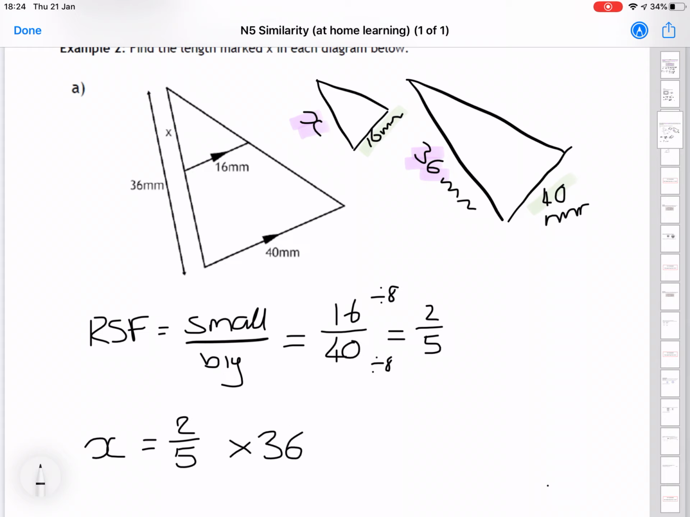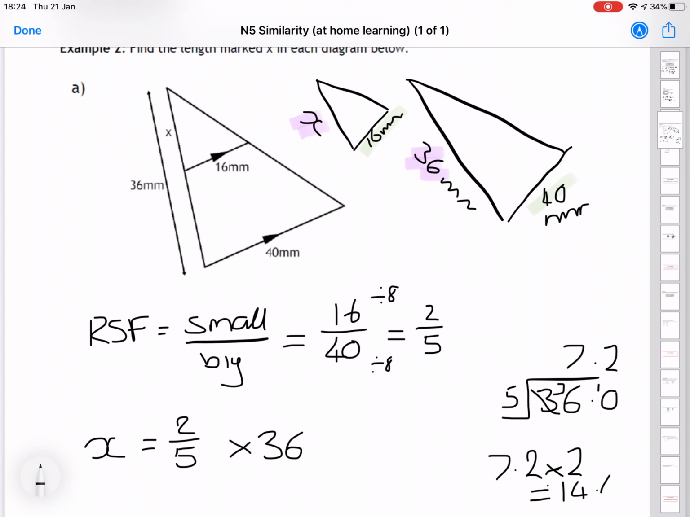Okay, so if we were doing this without a calculator, okay, we would go across here, we do 36 divided by 5. So that doesn't exactly divide, so we're going to have a decimal here, that's fine. So 5 into 3 doesn't go, 5 into 36 would be 7, remainder 1. So we need to add a 0 to carry that remainder. 5 into 10 would be 2, so 7.2, and then 7.2 times the top number. So 7.2 times 2, so that's 14.4. And it's millimetres.